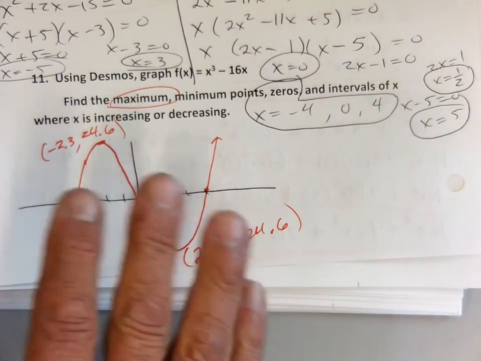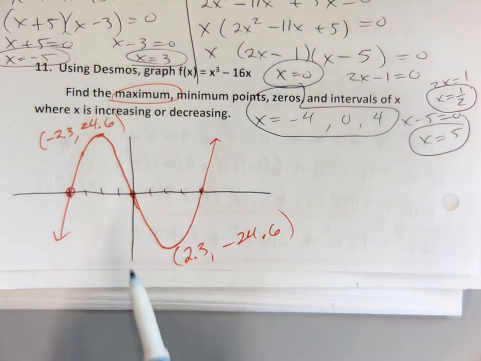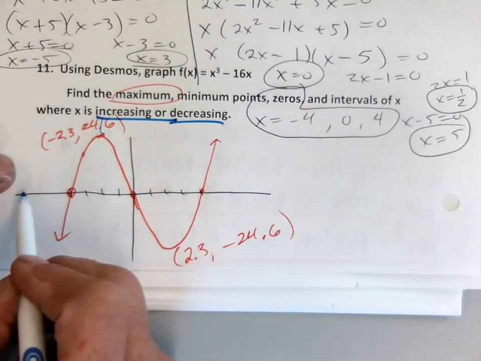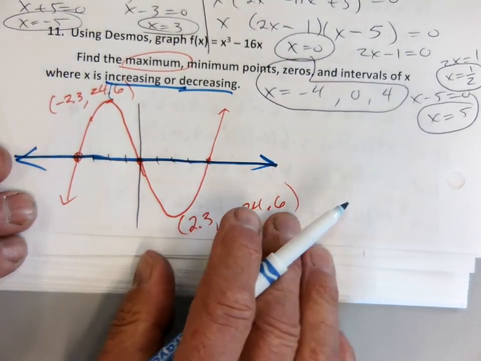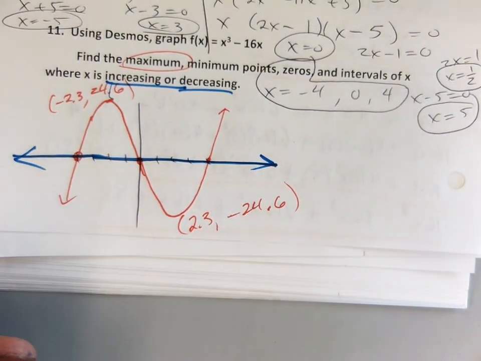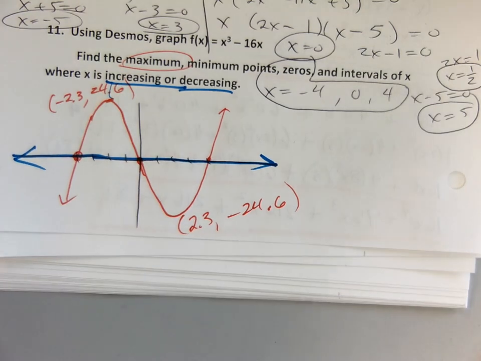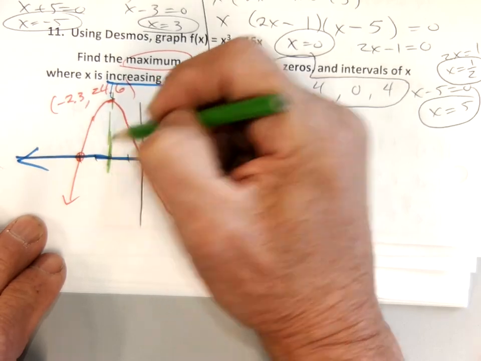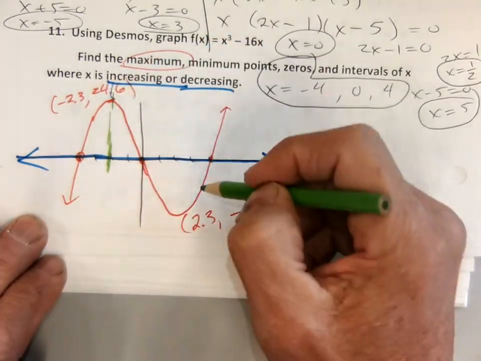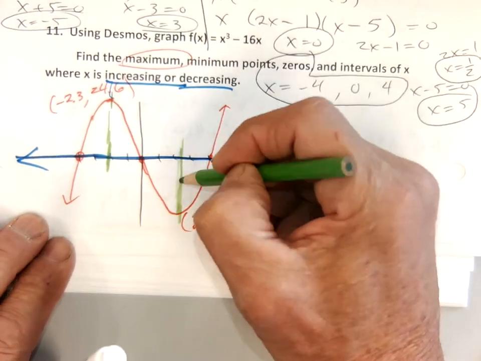Now, for these two, I'm going to draw my x-axis. Here's my x-axis, right? And it's going uphill to right there. It's going uphill to right there. And then it's going downhill to right there. You guys agree with that?